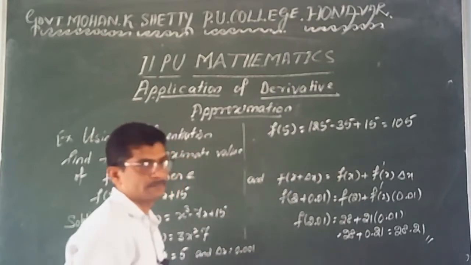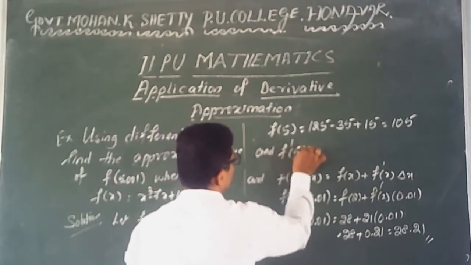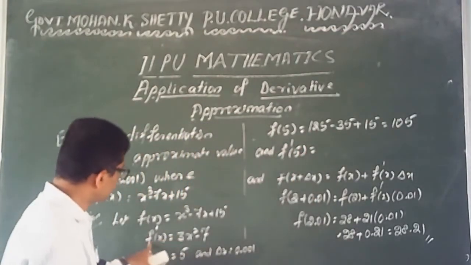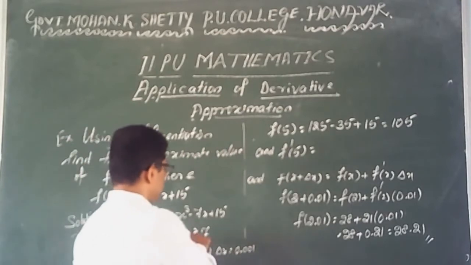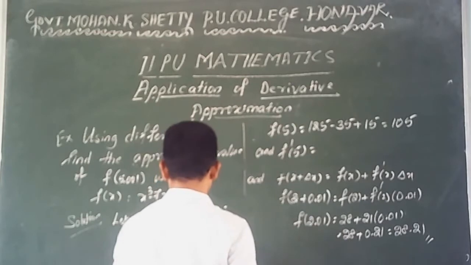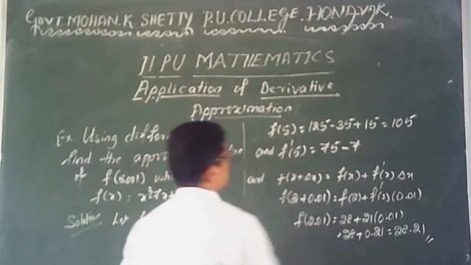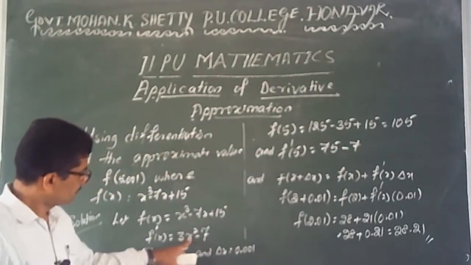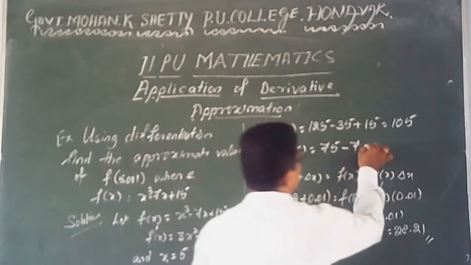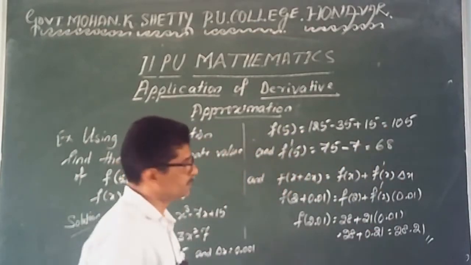It's clear? And also here, find the value of the derivative of the function when x is equal to 5. When x equals 5, you know that f dash x equals 3x square. X square means 25, 25 into 3. What is the value of 25 into 3? 75 minus 7. It's clear? 5 square is 25, into 3, 75 minus 7. Its value is equal to 68. 75 minus 7 means 68.